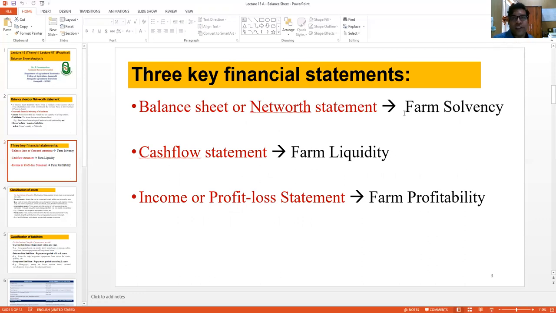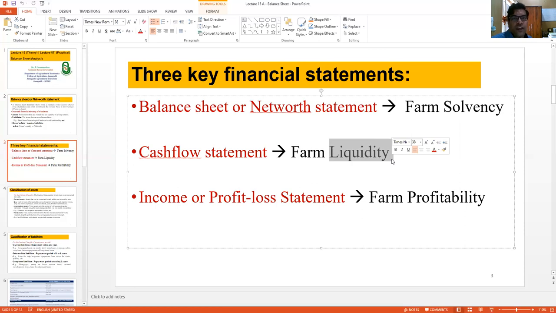The ability or capacity of a farmer to repay long-term loan is called solvency. You can write down: the ability or capacity of the farmer to meet up or to repay long-term loan is called firm solvency. Basically, if the farmer is in a position to repay long-term loan, it means automatically he is in a position to repay intermediate as well as short-term loan. Then liquidity. What is liquidity?